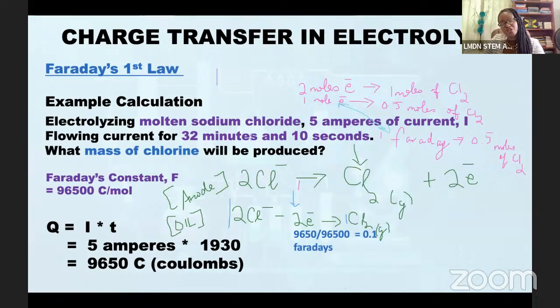We got it from our stoichiometric equation, from our half equation, right? But we don't have 1 Faraday. We have 0.1 Faraday. So how many moles of chlorine molecule is 0.1 Faraday gonna give us? That's where we are. Are we all on the same page there? Or is there any confusion? Please feel free to unmute your mic and ask me so we can clarify, but that's where we are now.